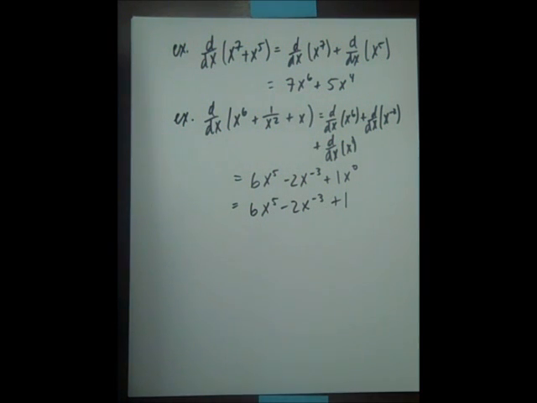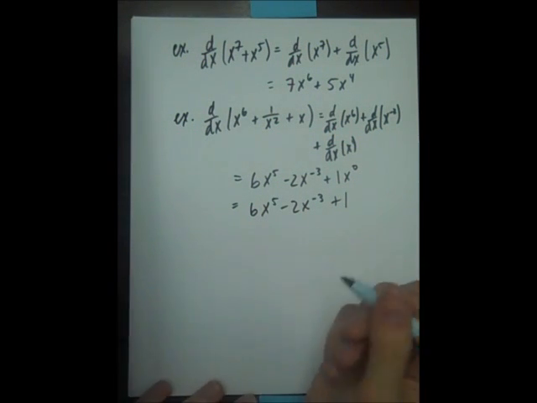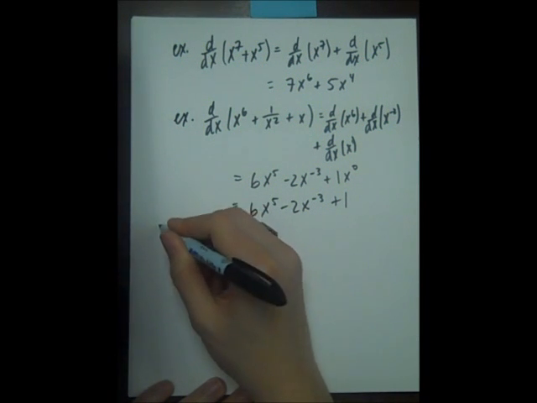So that's my sum rule, is that if I'm going to find the derivative of a sum, just find the derivative of each individual piece, and that's how you can do it. Next we have the constant multiple.